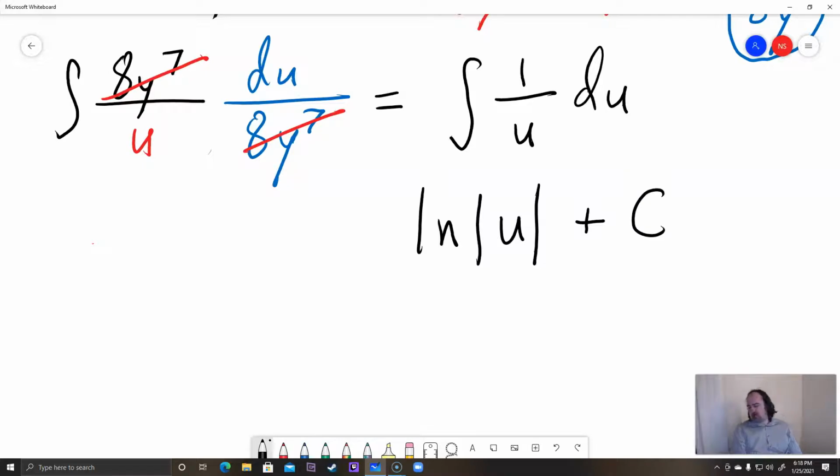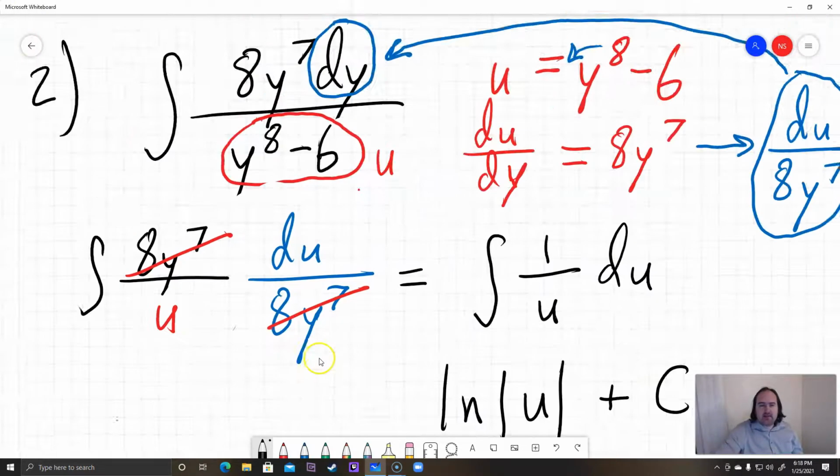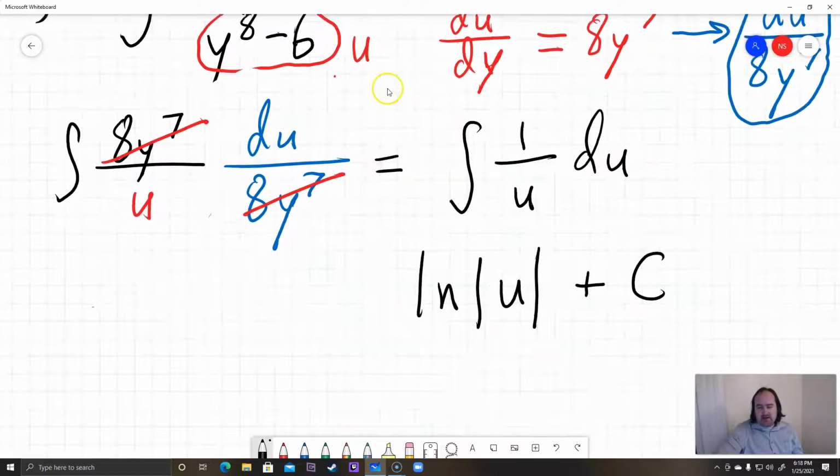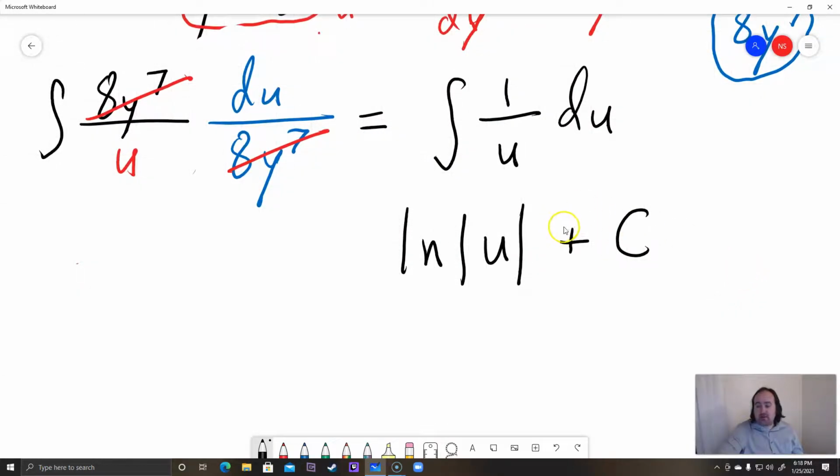Okay, ln of absolute value of u plus c. Now, why did I write plus c? This one is an indefinite integral. Remember, it's an indefinite integral if they don't give you numbers on the top and the bottom of the integral symbol. And for indefinite integrals, you always write plus c at the end. You don't have to plug in any numbers. However, because we did u substitution, we have to plug back in the expression for u.